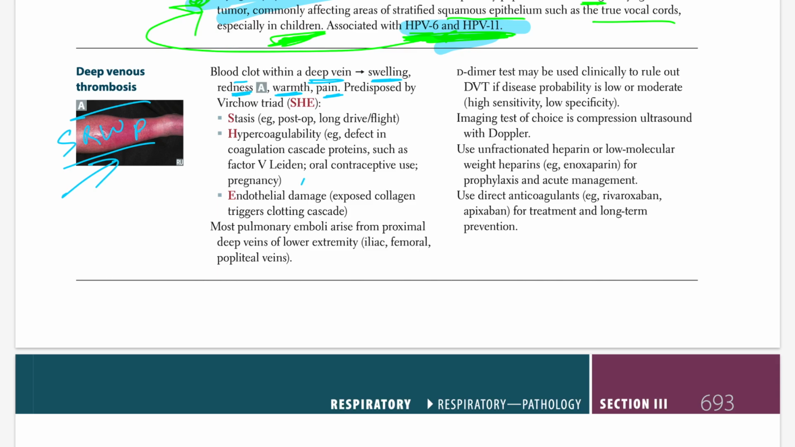Okay, so the root cause triad. What is the root cause triad? It's caused by SHE. What is SHE? SHE: stasis, hypercoagulability, and endothelial damage.